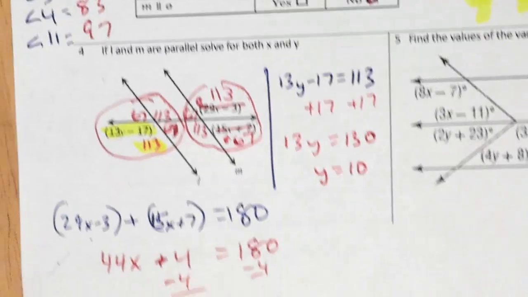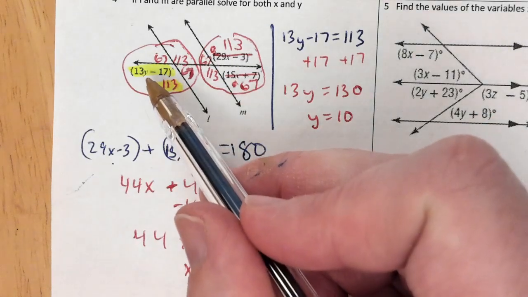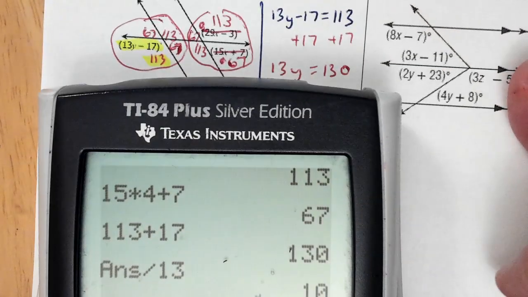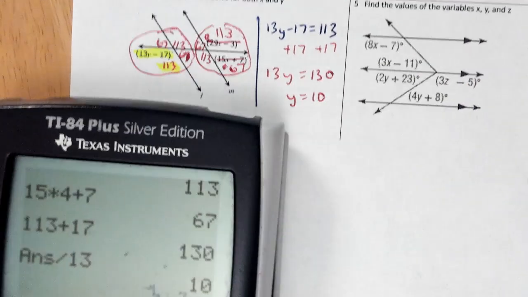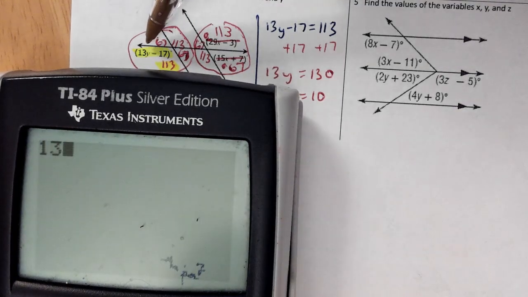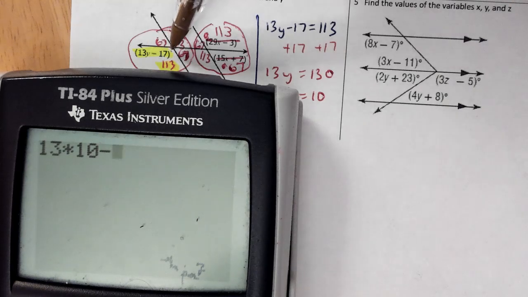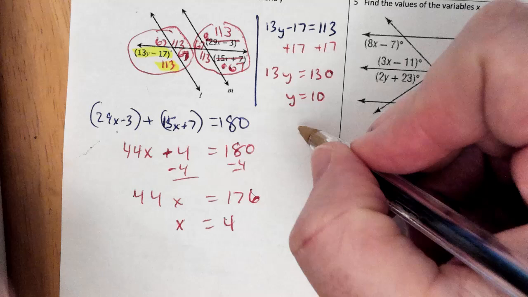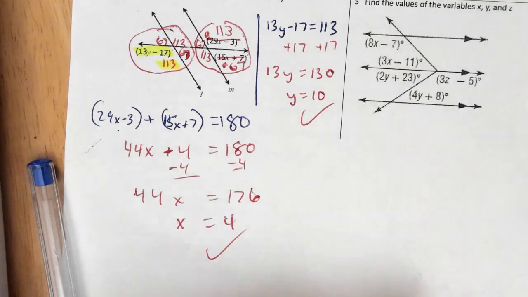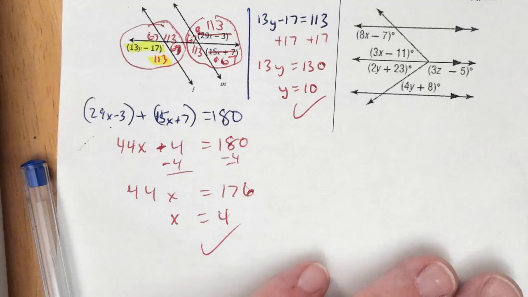And as soon as I find y, I want to plug it back into here just to double check that it works. Because I want to make sure that I'm not building off of mistakes. I'm checking myself. So let's plug it back into here. It's 13 times 10 minus 17. Does it pop out with 113? Yes, it does. I feel really good about both of those. And that's the answer for 4. All right, let's keep moving on.